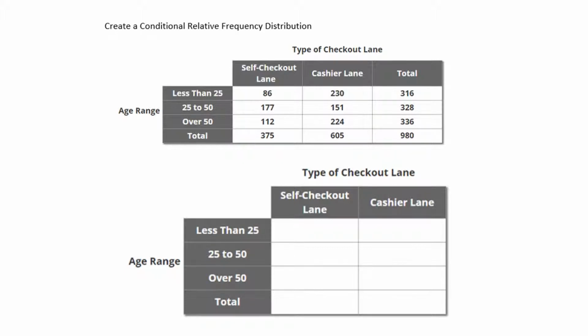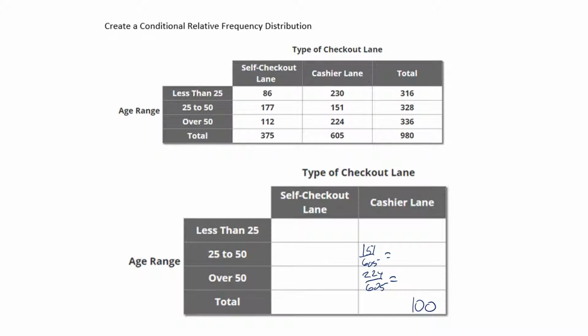All right, so my data disappeared, but you should have it on your paper. If not, rewind the video a little bit so you could get it again. I'm just going to continue on with the 25 to 50 range for cashier lane. That would be 151 over 605. And if I want to figure out over 50, that'll be 224 over 605. And this will be 100%, 605 over 605. So we got 100% of all the data in the cashier lane.